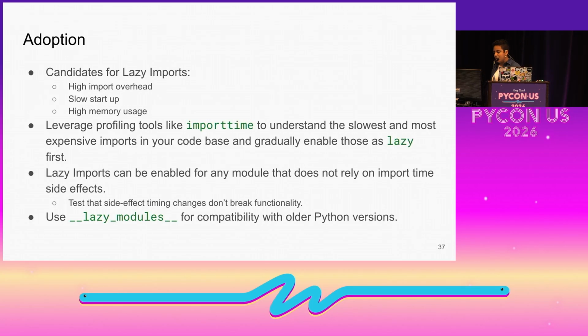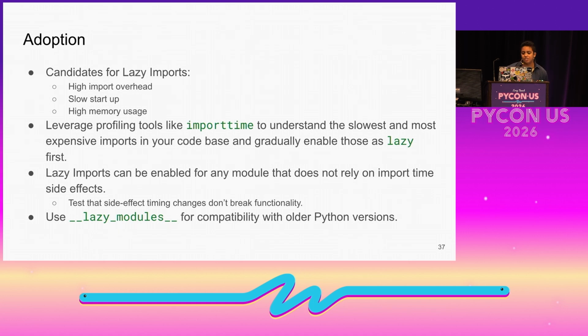So let's talk a little bit about adoption. Let's say you want to use lazy imports in your own code. How do you do it? There's a few things you're going to want to look for. If you have high import overhead, slow startup time, or high memory usage, you can leverage profiling tools to help you figure this out, like import time. Remember to also think about whether your changes need to be backwards compatible. This is the case where you might want to use the __lazy_modules__ container. And I'll come back to the side effects, that's kind of a section on its own.